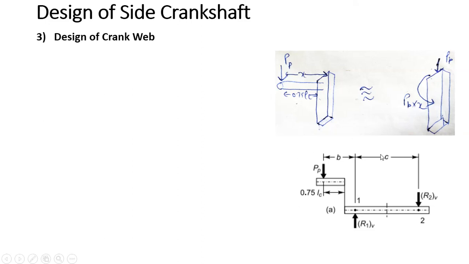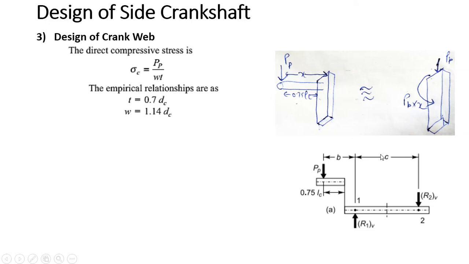This is the diagram for this. So again you have a compressive stress because of this PP. The PP divided by the area, which is W into T, where thickness is T and width is W, so sigma C will be PP by WT. For the empirical relationship, again you can take that T will be equal to 0.7 DC and the width will be equal to, you will calculate the value of direct compressive stress.